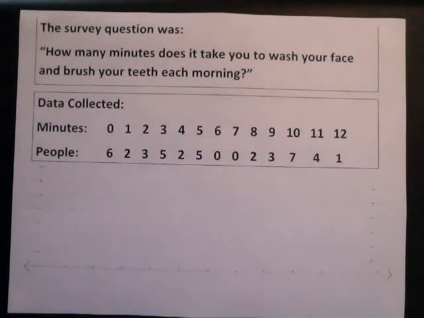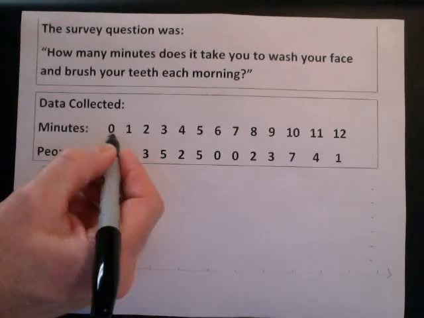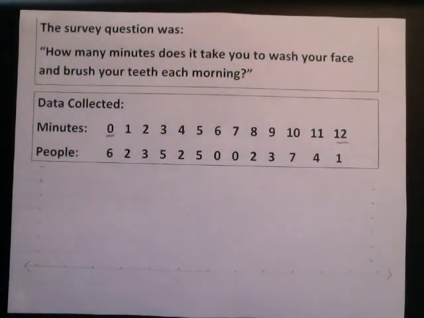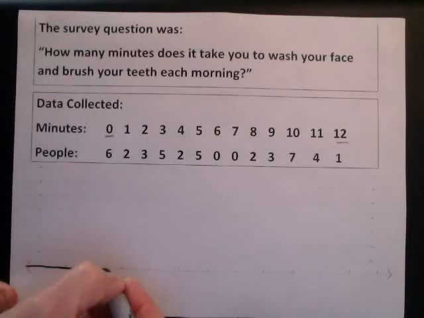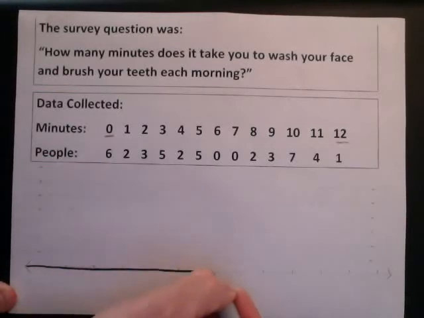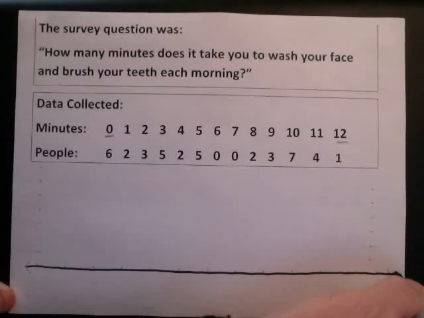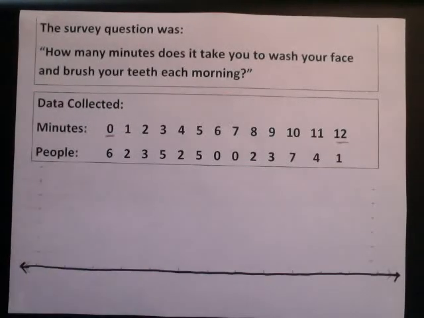Okay? So now that we have our data and we've identified a maximum and a minimum amount for our data, we can begin making a number line. Okay? So we're going to take and make our number line, trying to keep it as straight as possible. And it is a number line, so we're going to want to put arrows on the end.